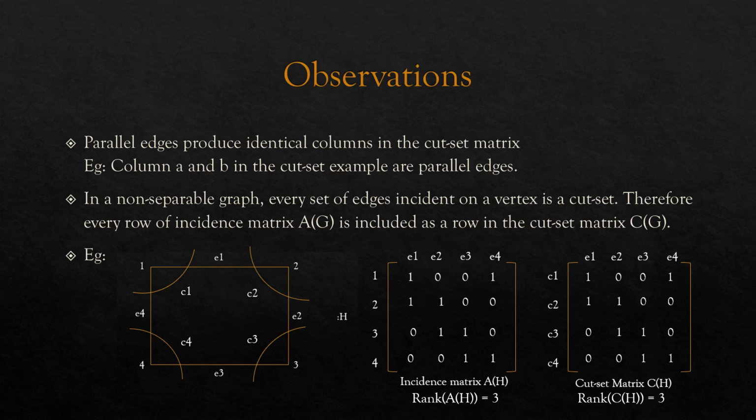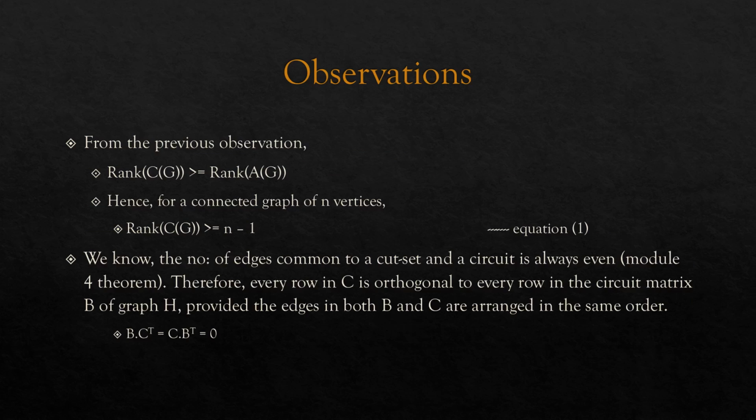This will be required for the next point, that the rank of the cut set matrix and the incidence matrix are equal. So the rank of the cut set matrix and the incidence matrix will be equal, or the rank of the cut set matrix will be greater than the rank of the incidence matrix. So we reach a property in which we can say that the rank of the cut set matrix will be greater than or equal to n minus 1. Here n is 4, so n minus 1 will be 3, and we have our rank of the cut set matrix as equal to 3.